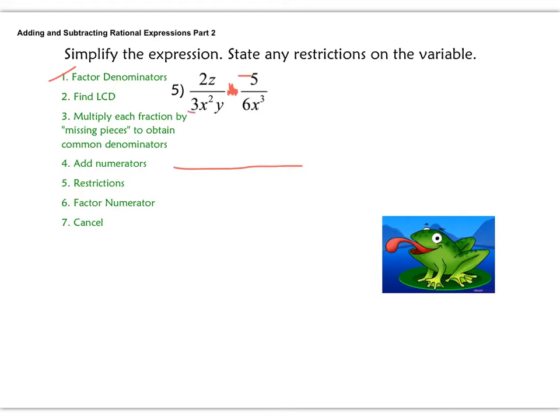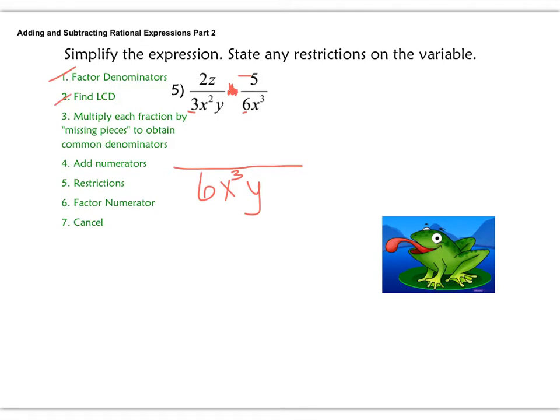So between 3 and 6, I can turn those both into a 6. X squared and x cubed, remember the rule that they cannot be smaller. It has to at least be as big or bigger than what you have. So I can make them both x cubed, and then I have a y and no y. It has to be at least as big, so I can't leave anything out. All right, so there's my LCD.